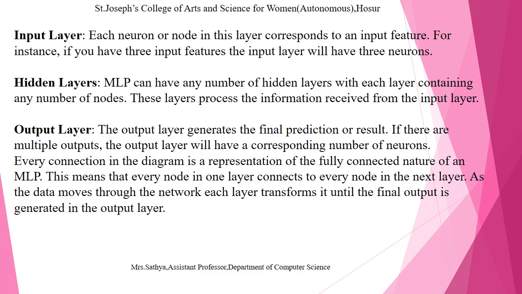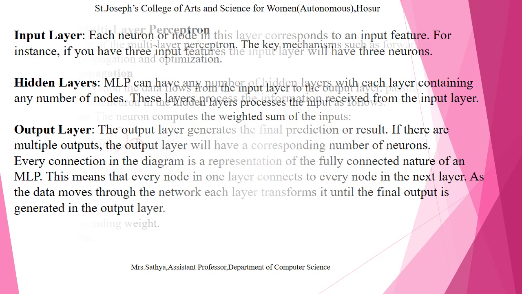We already discussed the input layer, hidden layer, and output layer. The first layer detects the edges, the second layer detects the shapes, and the final layer detects the complete objects.